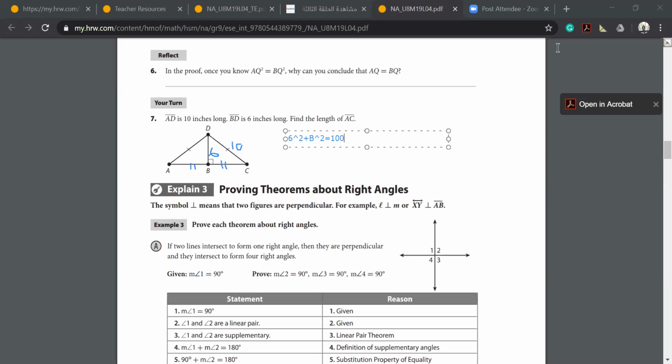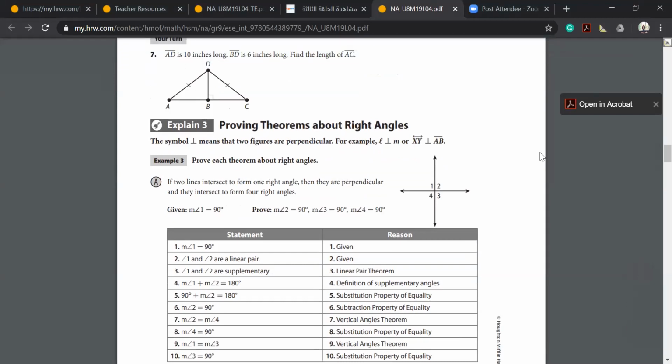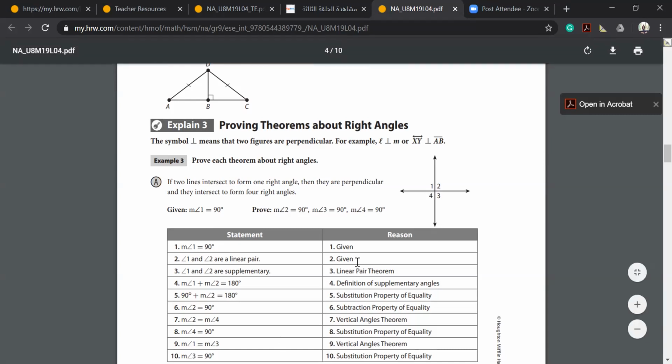Okay. The last part of our lesson will be Explain 3, which is proving theorems about right angles. We have 2 theorems here, and this time he is using the proof in the table format.